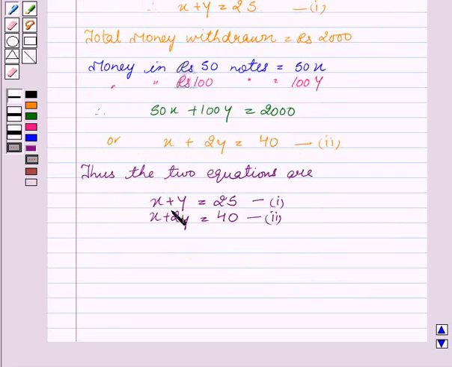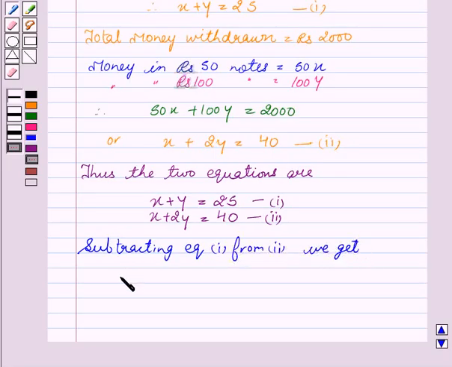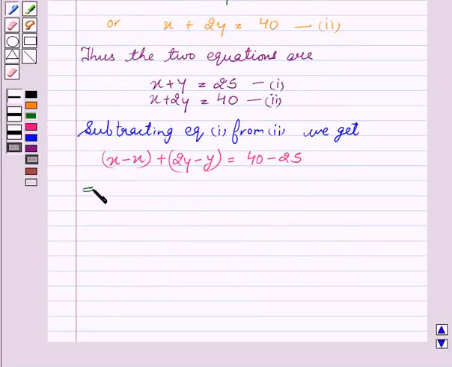Thus, the two equations are x plus y equal to 25 and x plus 2y equal to 40. This is our first equation and this is our second equation. Now, on subtracting first equation from second, we get x minus x plus 2y minus y equal to 40 minus 25. This implies y equal to 15.